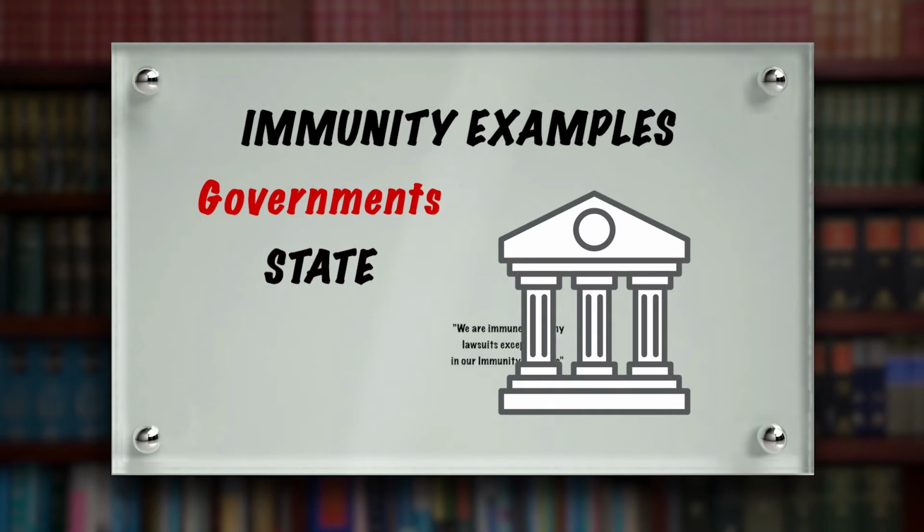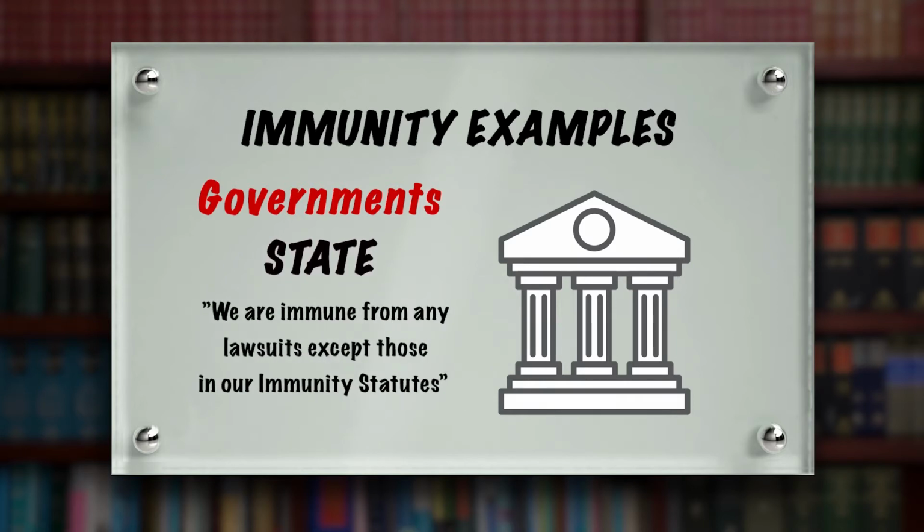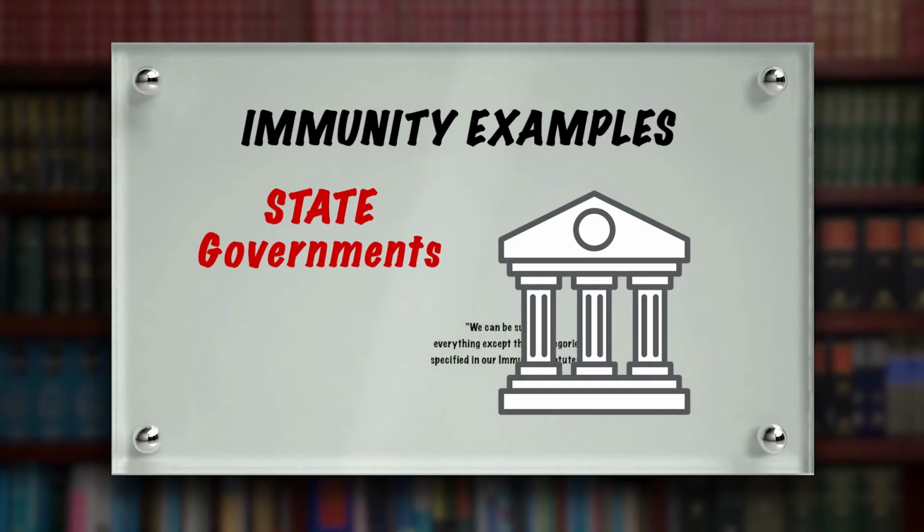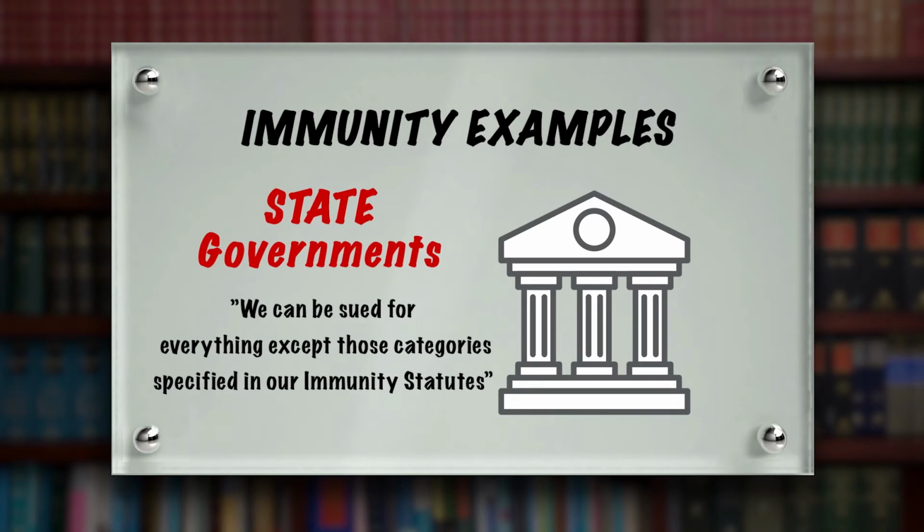The first is they write a law that says, we are immune from any lawsuits at all, except for those that are specifically enumerated in our immunity statute. The second way a government can do it is they can write a law the opposite that says we can be sued for everything except those categories of lawsuits that we have identified in our statute.